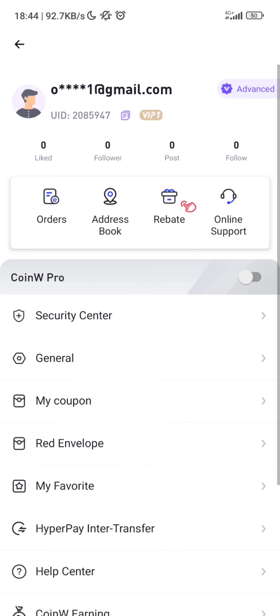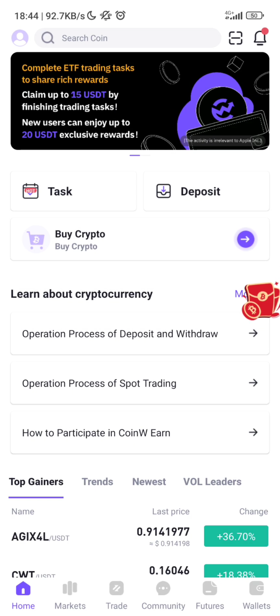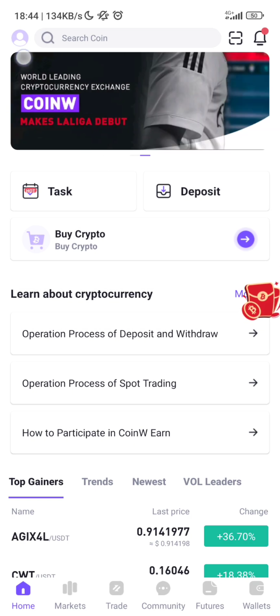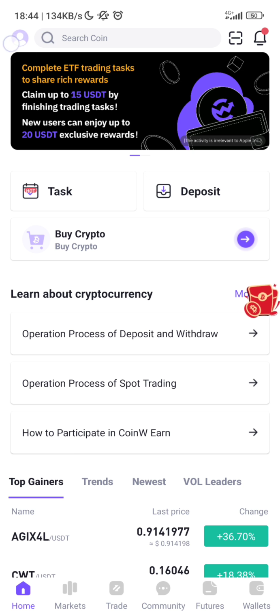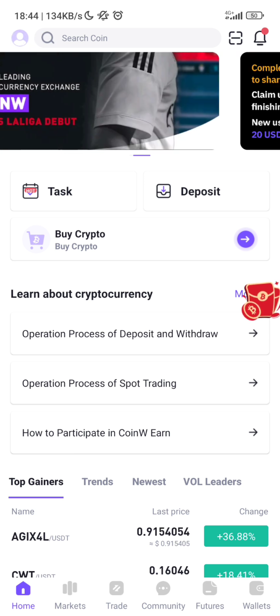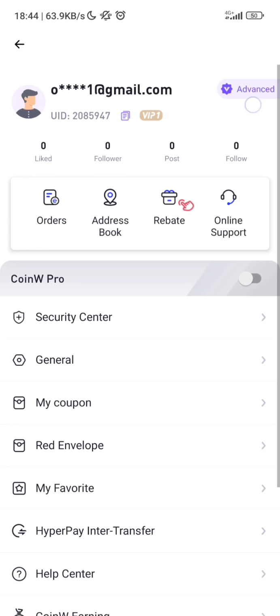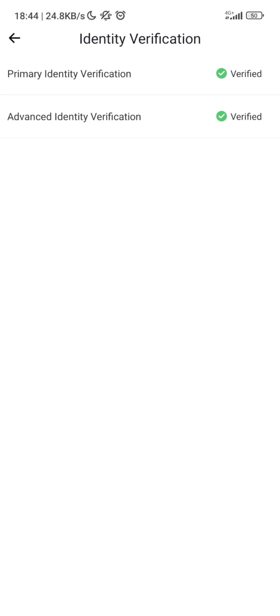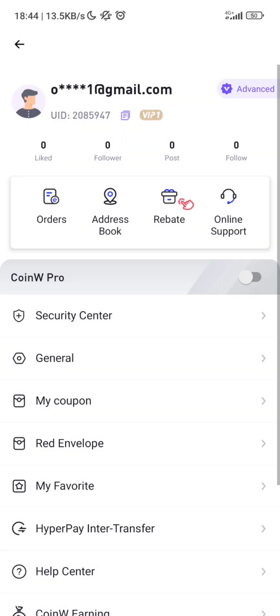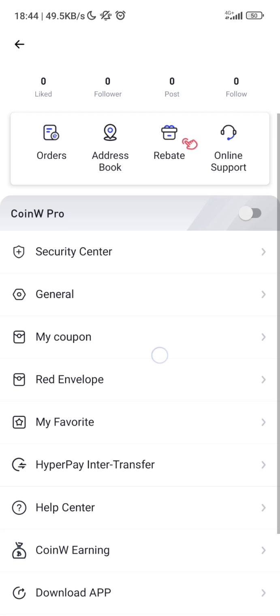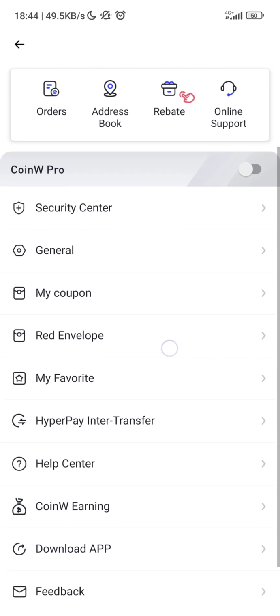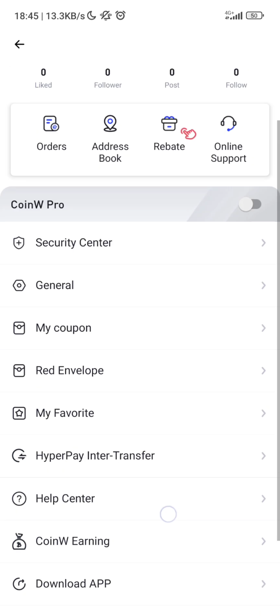Now you click on this icon that looks like a profile at the top here. When you get to this page, you want to ensure that your account is fully verified, right? I'm currently verified. Look at this advanced, so click on the advanced. My primary verification is verified, and my advanced identity is also verified. So I'm fully verified, which means I don't have any restriction whatsoever on this app. That's just about the verification.